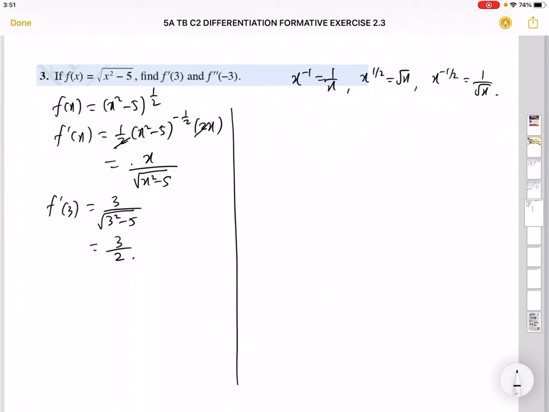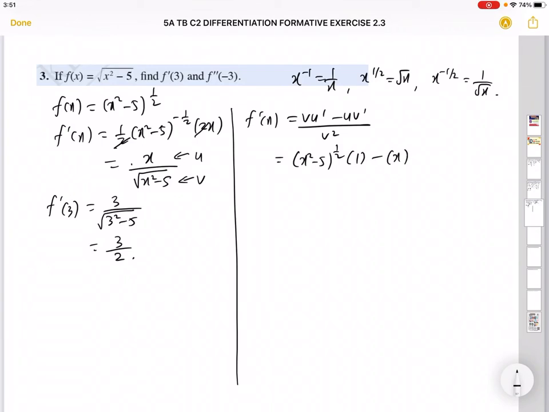Okay, the second time you want to differentiate this, right? Maybe it's better to use uv because the bracket is below, right? The square root x squared minus 5 is below. So when you use uv, remember the formula goes like this, vu prime minus uv prime over v squared. My v is x squared minus 5 power half. u prime, when I differentiate x, I get 1. My u is just x. v prime will be, bring the power down, copy x squared, reduce the power by 1, differentiate again.